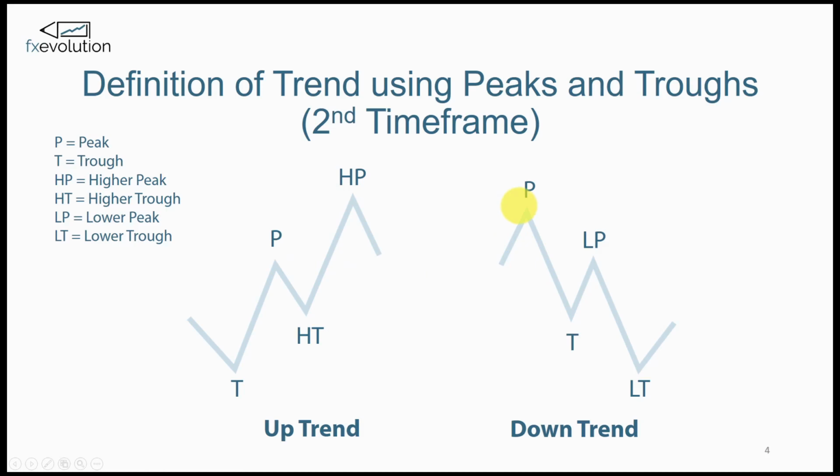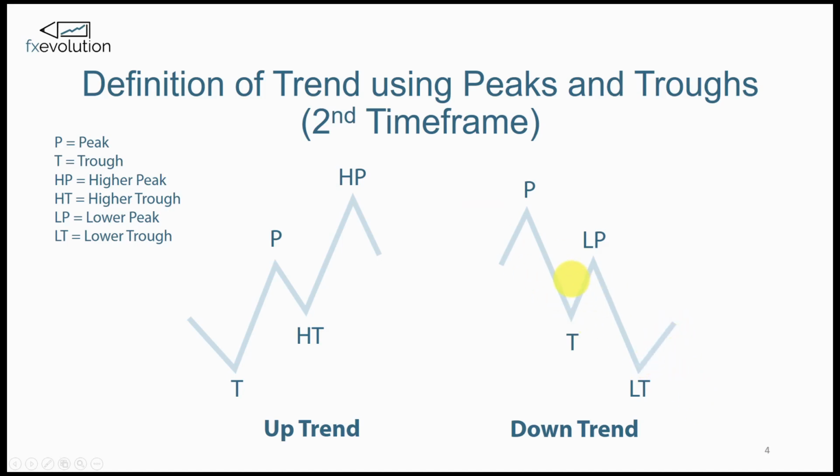For a downtrend, it's a series of peaks and troughs followed by lower peaks and lower troughs. So first time frame downtrend, then first time frame uptrend, followed by first time frame downtrend, uptrend, etc.